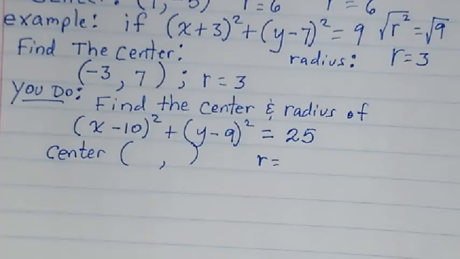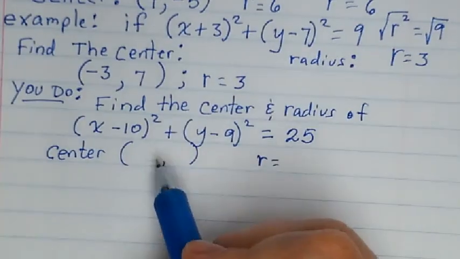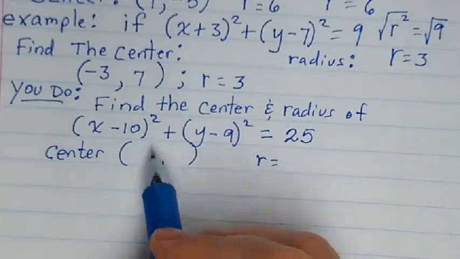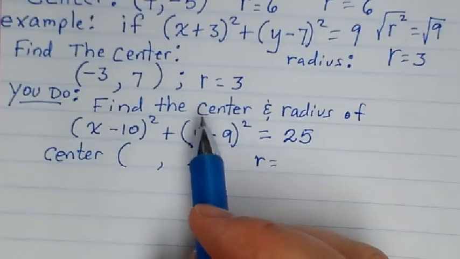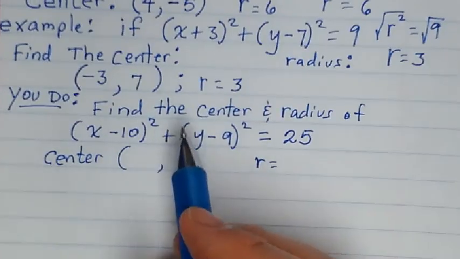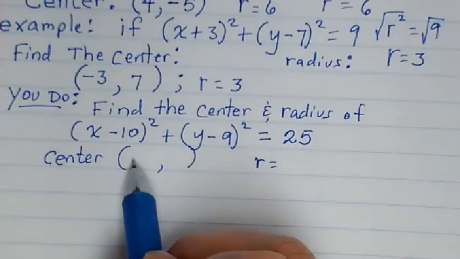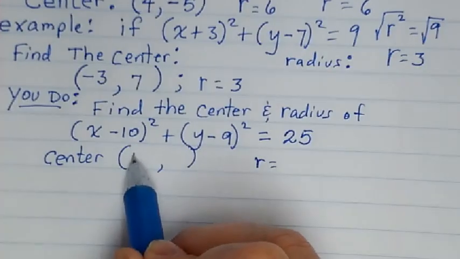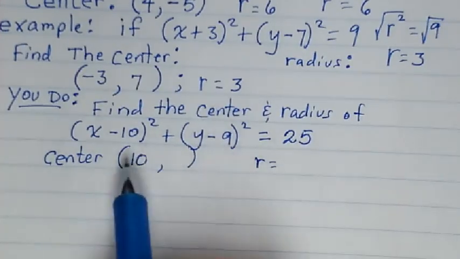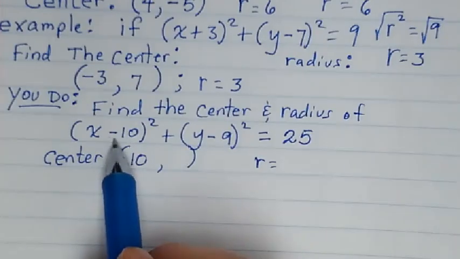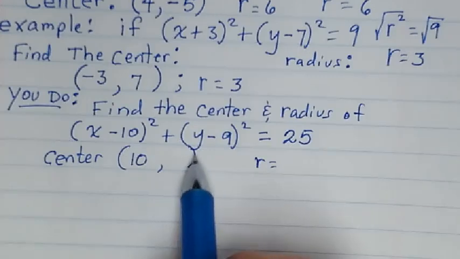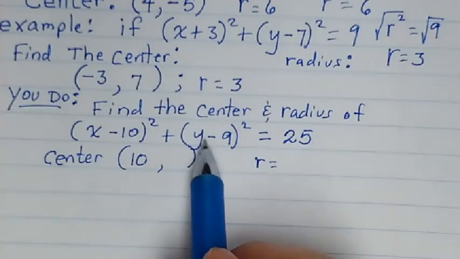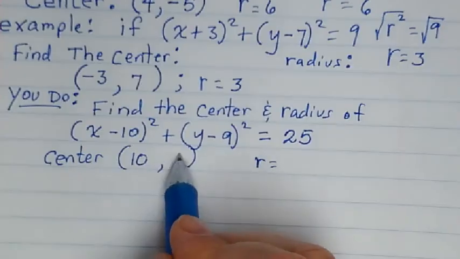Okay, so I see a lot of you stopped writing. Would anyone like to volunteer their answer? I see one hand. Raise your hand if you think you know the answer. Raise your hand if you think you know but you don't want to answer. Okay, so what is the first value right here? 10. Yeah, because if you want to know the x-coordinate, look at the x quantity. What's the opposite of minus 10? Positive 10. You want to know the y value? Look at the y quantity. What's the opposite of minus 9? 9. And the radius? It's 5.